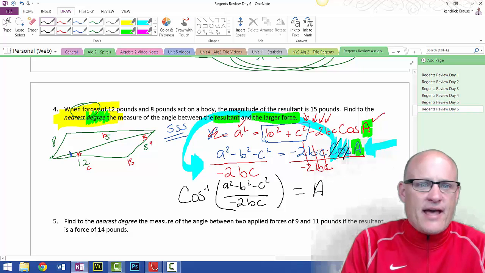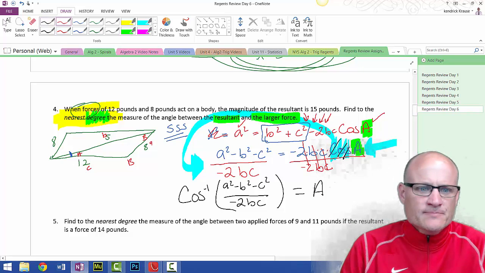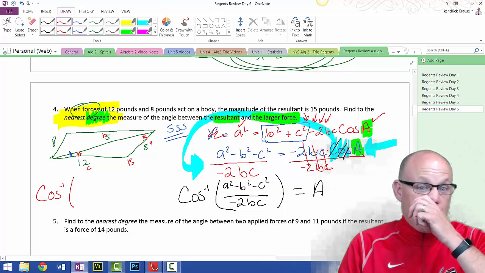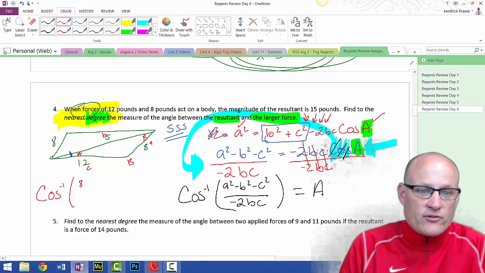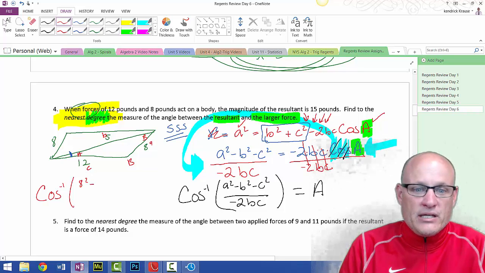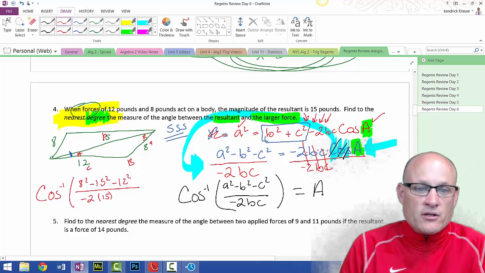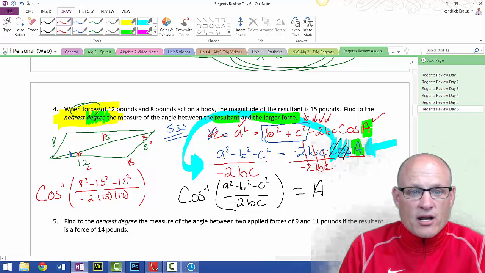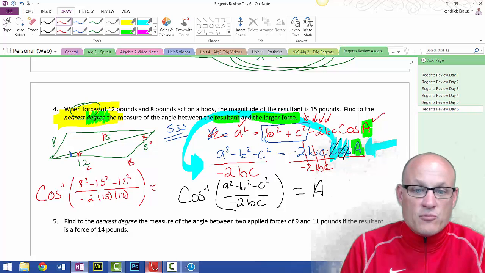Well, the cool thing about that, it's not really cool, it's just nice, is now I'm just going to type in all the numbers. First, I'm going to put them in. A is 8, so it's 8 squared, minus B, which is, oh, this is 15, right? 15 squared. Minus C, which is 12 squared, all over negative 2 times 15 times 12. And I just type that into my calculator. So now I've got everything set up. I don't have to think about things. I don't have to move things. I'm just done. I've moved everything. I've done all the work.